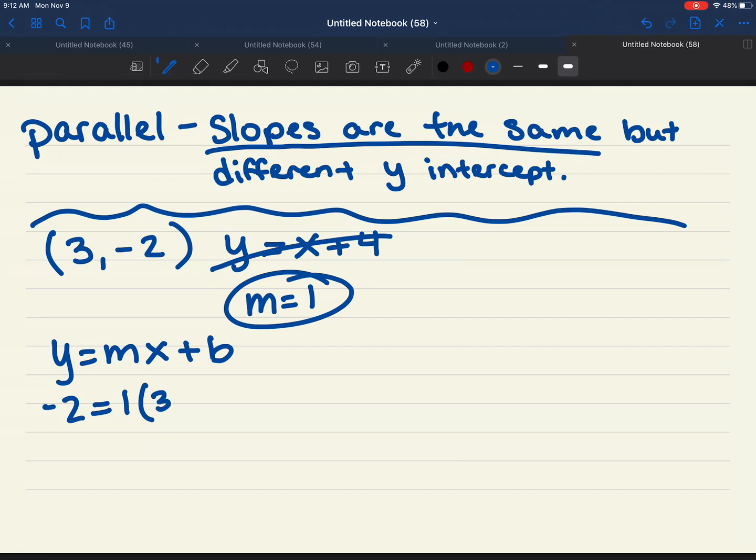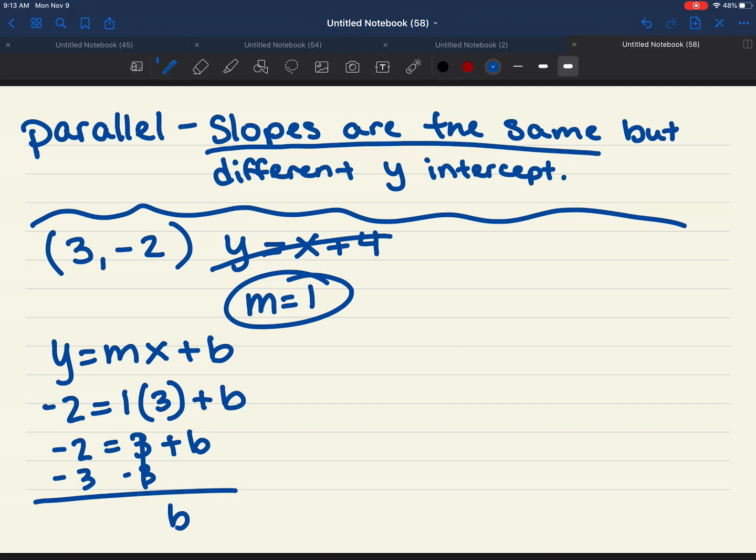What can I plug in for x? 3. Okay? Yeah, so it's just like last time, you guys. The only difference is you just have to look for the slope. And when it's parallel, it's super easy because you just take the exact slope it gives you. What's 1 times 3? 3. So I get -2 is equal to 3 plus b. How do I get b by itself? Subtract 3. -2 minus 3 would give you -5.